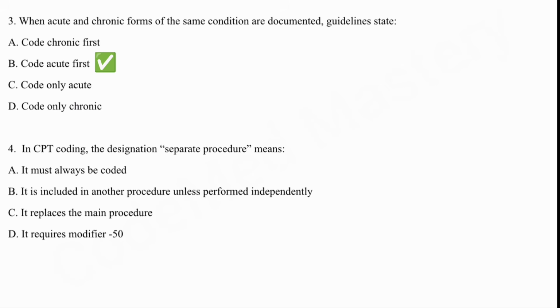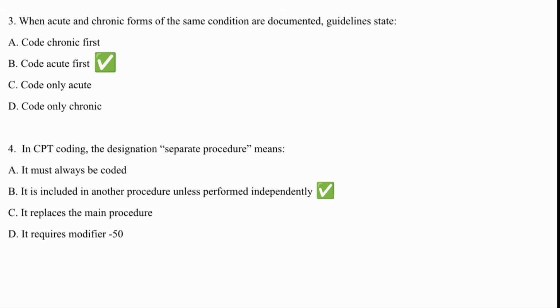The right answer is option B. It is included in another procedure unless performed independently. Always remember, a separate procedure is bundled when it is performed as a part of a larger or more comprehensive procedure or it is integral to the main service. We only report it if it's truly independent. For example, if it is unrelated to the main procedure, it is performed at a different site or through a separate incision, or it is clinically distinct.